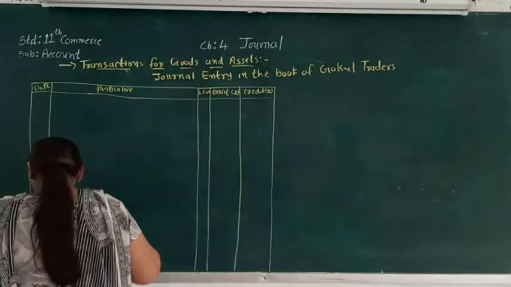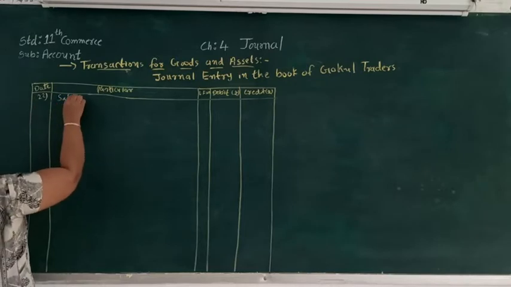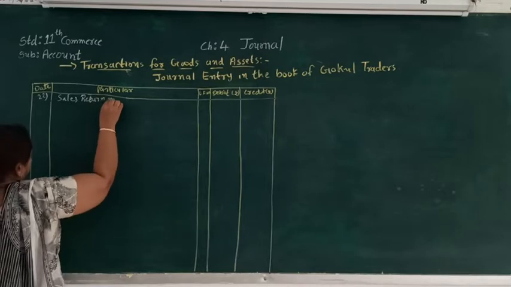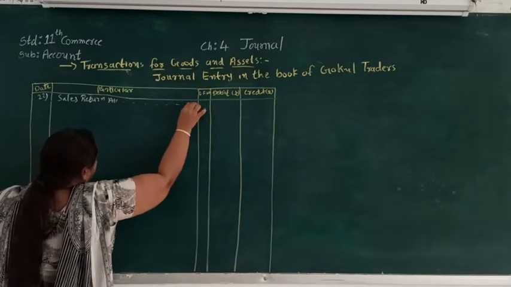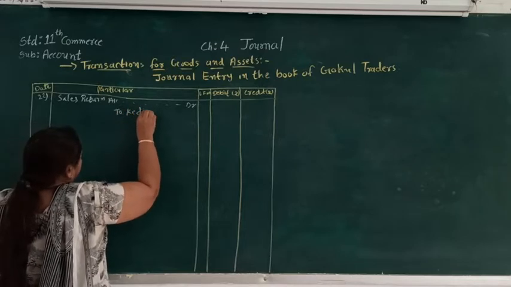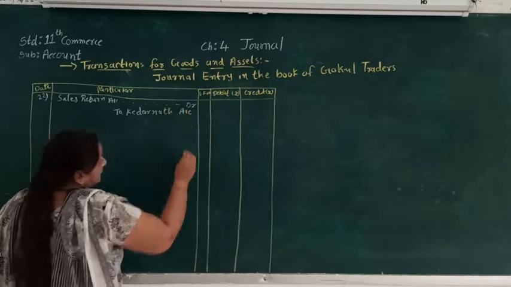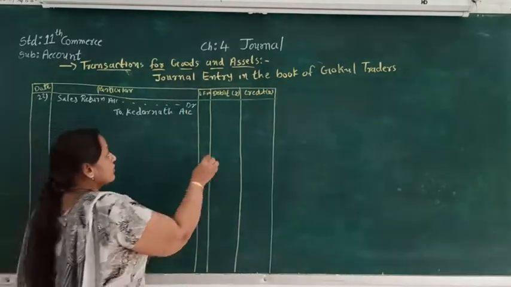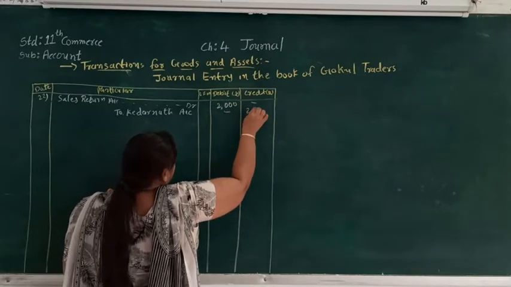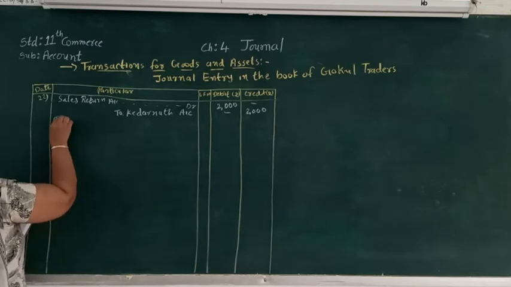So on 22, sales return account debit to Kedarnath account. And here half goods means goods of 2,000 is going to be written off.